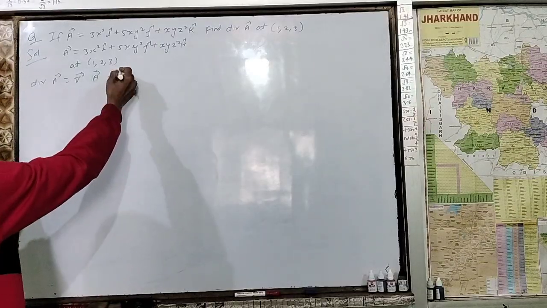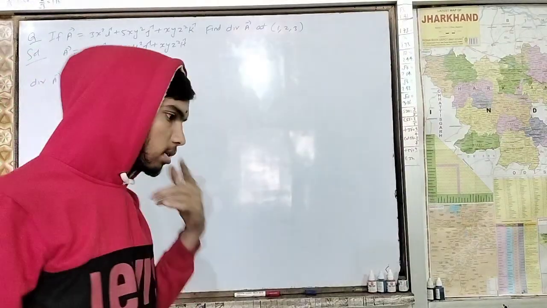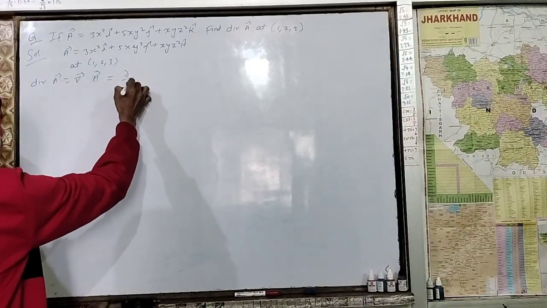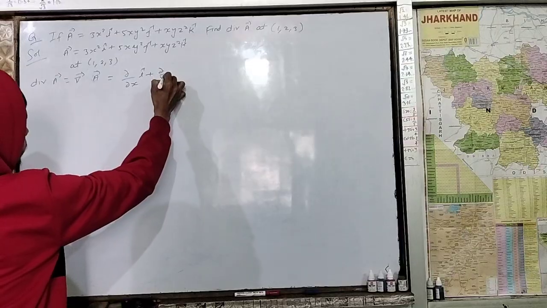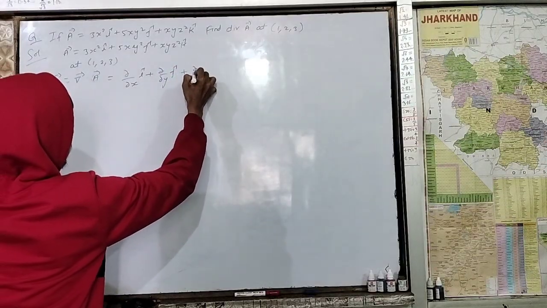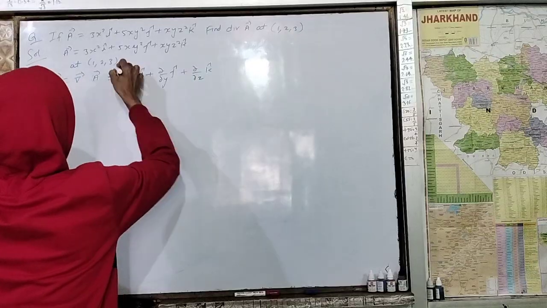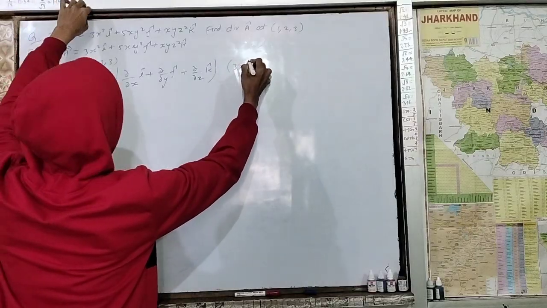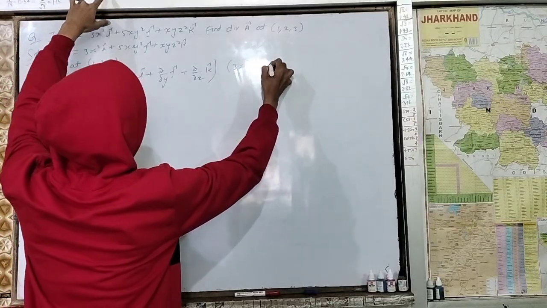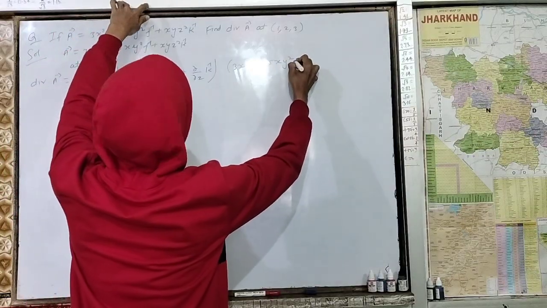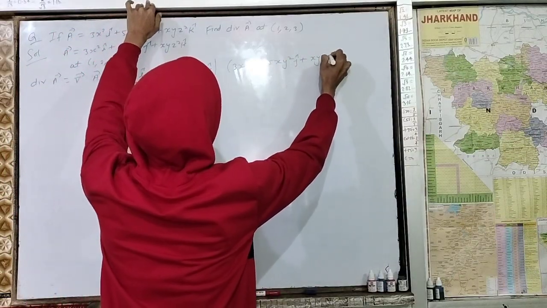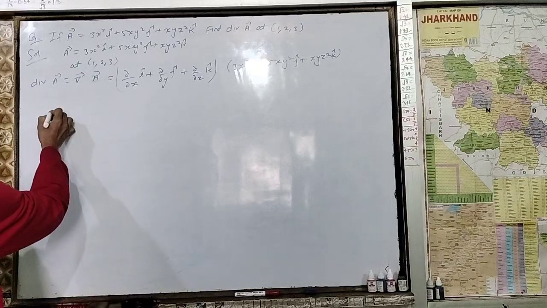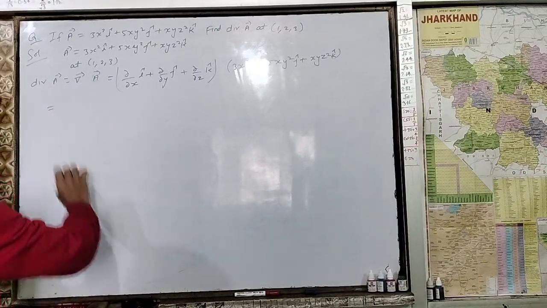Or you can write it like this. The value of the del operator is what? d upon dx i cap plus d upon dy j cap plus d upon dz k cap, dot A. We have the value, which is 3x square i cap plus 5xy square j cap plus xyz square k cap. This is another method.